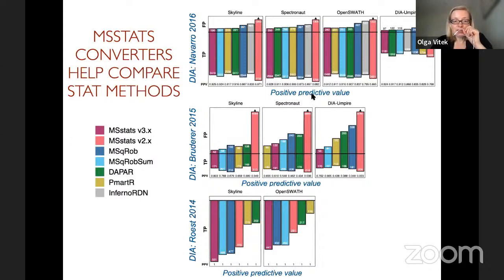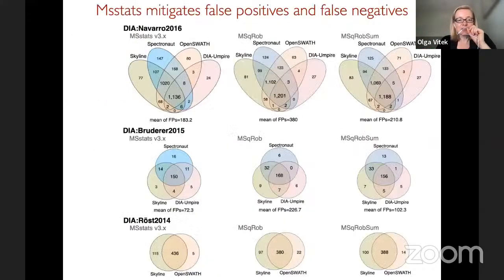So here we look at the positive predictive value. We can look in terms of the true positives and false positives. We can look into this in detail if you would like, but long story short, it's not uniformly superior, but more generally, MSstats is the most versatile and the most accurate tool of all across the board. There are some individual circumstances when that's not the case, but generally speaking, it does very well.